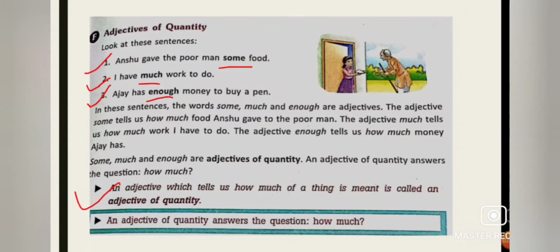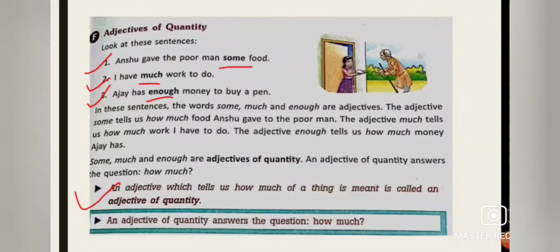Now we'll go for the second one, adjective of quantity. First of all, look at this sentence. Number 1. Ashu gave the poor man some food. Some is the quantity. Okay. Number 2. I have much work to do. How much work? Much work. Okay. So much tells us about the quantity. Number 3. Ajay has enough money to buy a pen. In this sentence, enough tells us the adjective of quantity. So in these sentences, the words much, some, enough are adjectives.